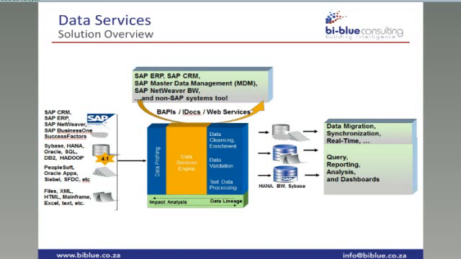Also what you'll notice is right at the bottom in this little green box is that we've got impact analysis and data lineage. So impact analysis basically, if you're going to change something, it will show you all the objects that will be affected.